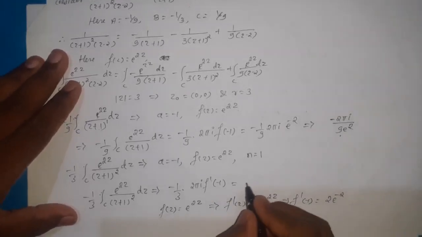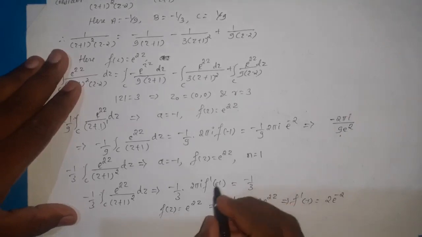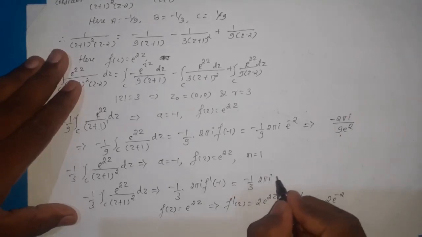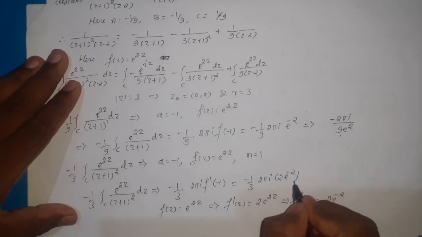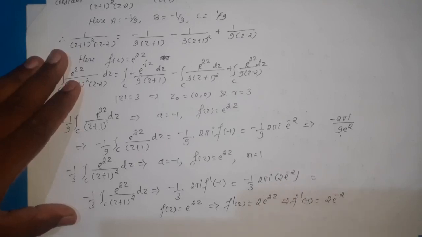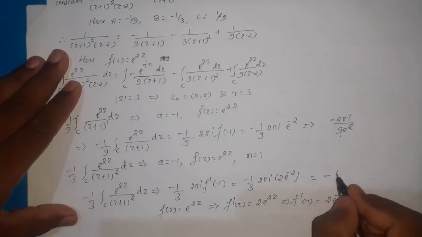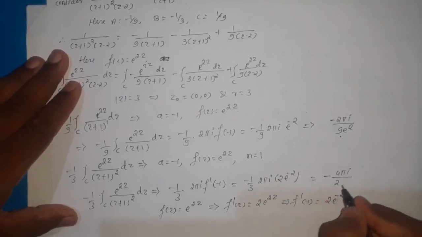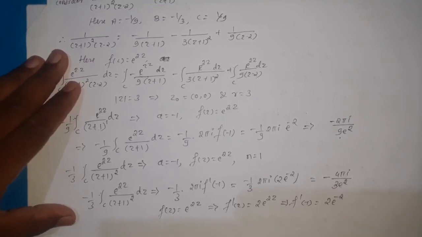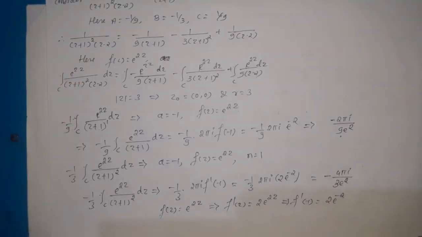So this is equal to minus 1 by 3 into 2 pi i into 2 e power minus 2. Now this becomes minus 4 pi i divided by 3 e square. So it is the value of the second integral, that is minus 1 by 3 into 2 into 2, that is 4 pi i e power minus 2, meaning 1 by e square. Then let us move towards the third integral.